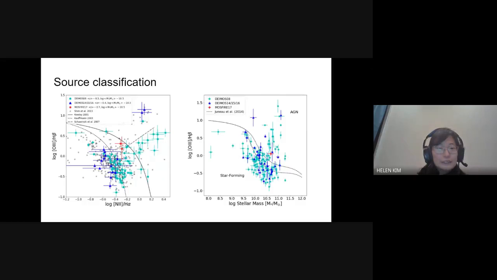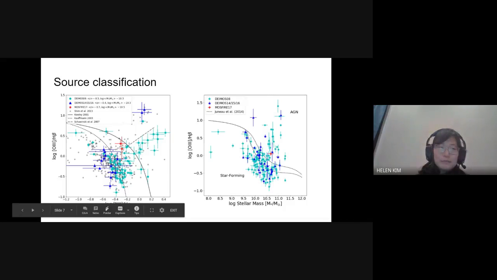And so the sample includes all of our observations from 2014, as well as some DEIMOS data from 2008 from Takagi. And there are a few high redshift points from MOSFIRE, although this is not representative since we weren't able to obtain many sources with both H beta and O3.